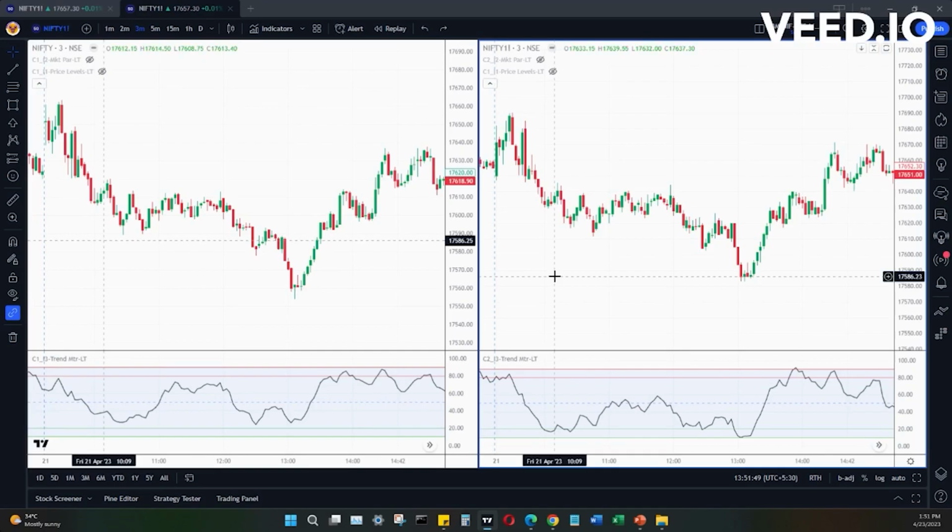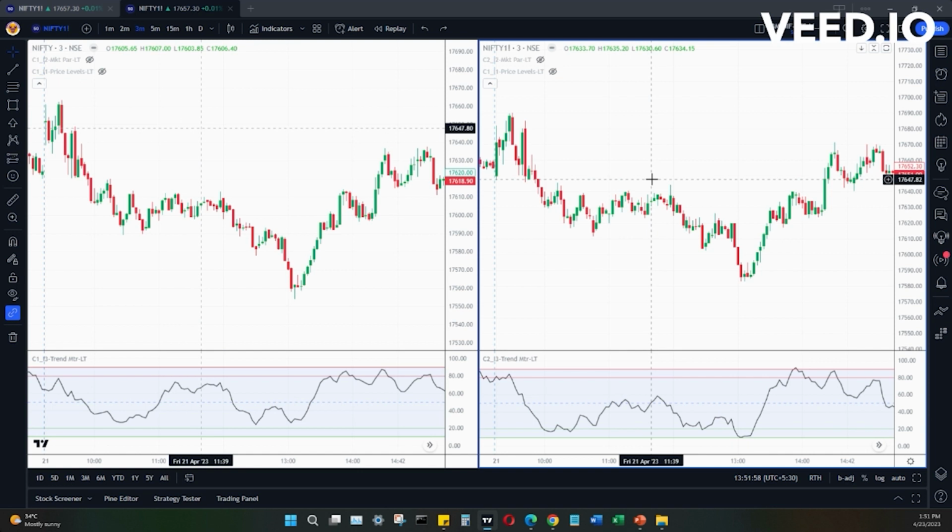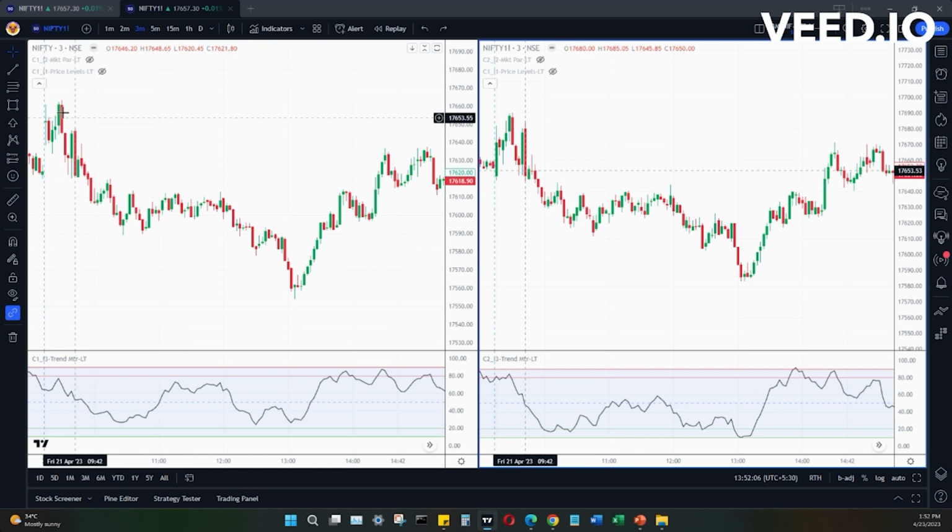Great. So you're looking at the two chart view in the TradingView platform. We have the Nifty spot on the left, the Nifty futures chart on the right, and both charts are set to a 3 minute time frame. You're looking at the naked charts. I haven't brought up the indicators yet. Before I do that, let's look at the price action that we had for the 21st.